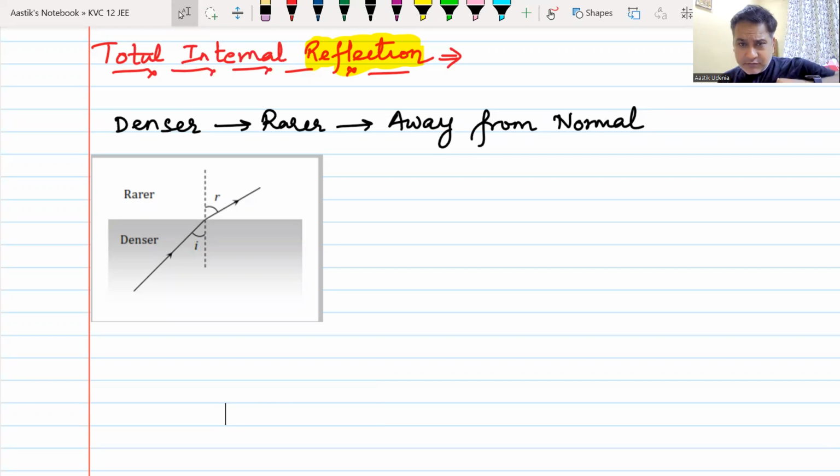We know that sin i by sin r is mu 2 by mu 1. Or mu into sin i is a constant. Snell's law. Yes or no? Yes, sir.